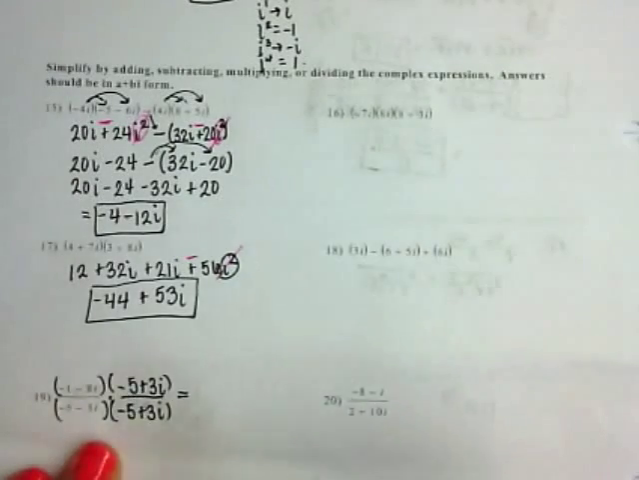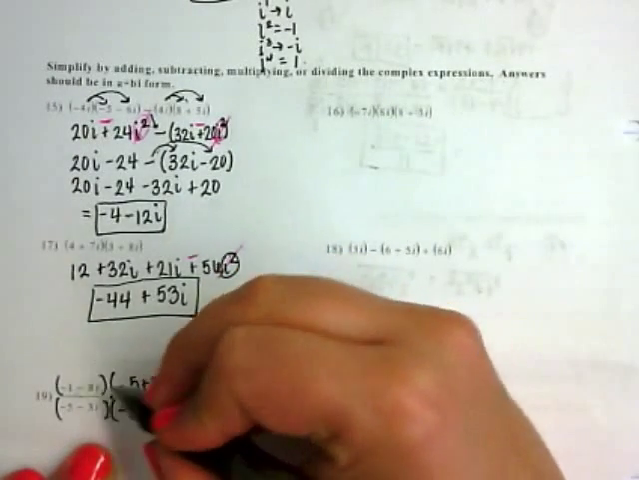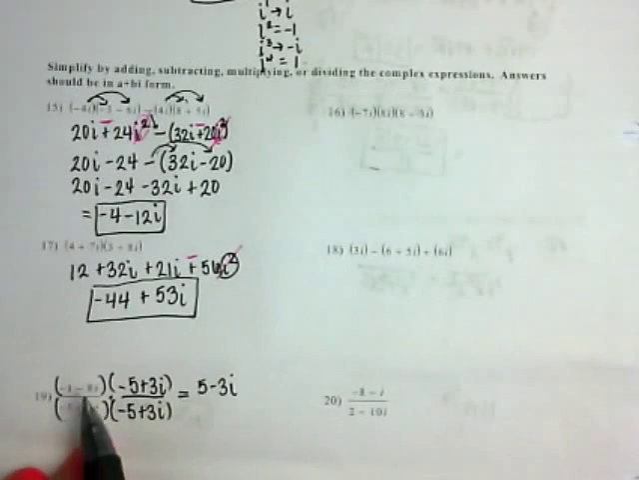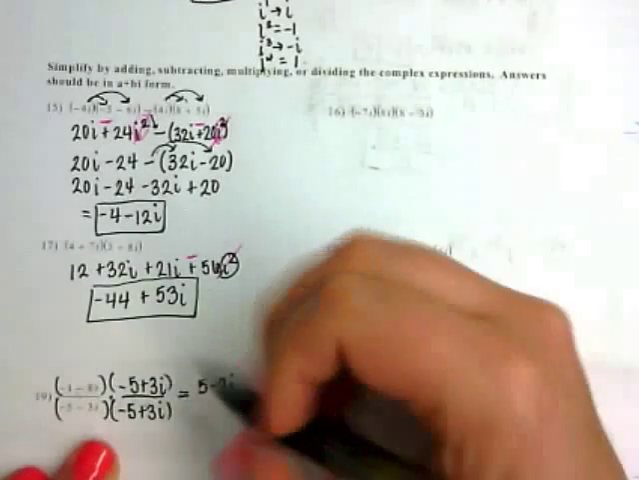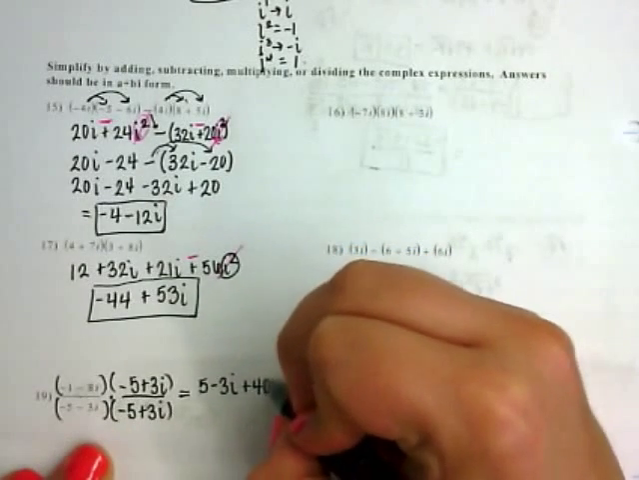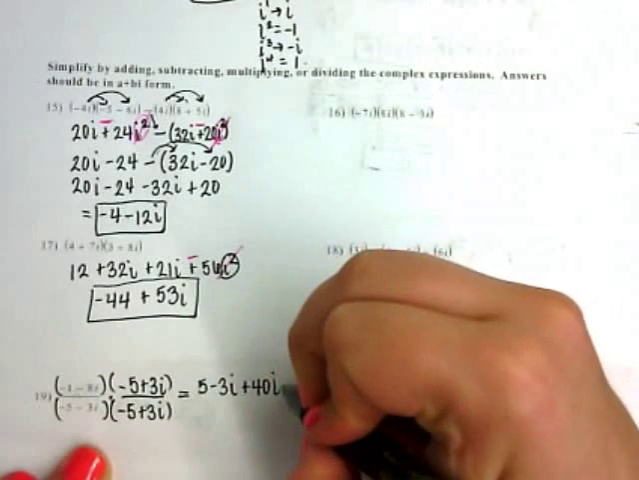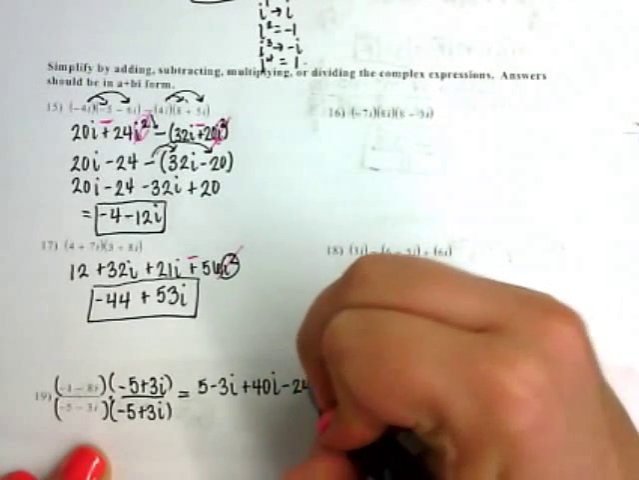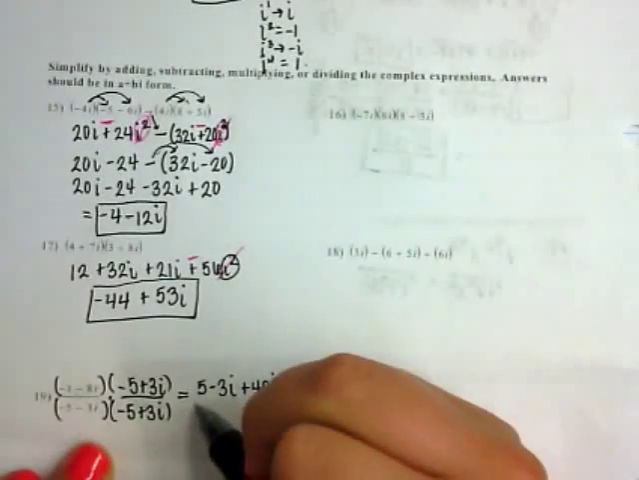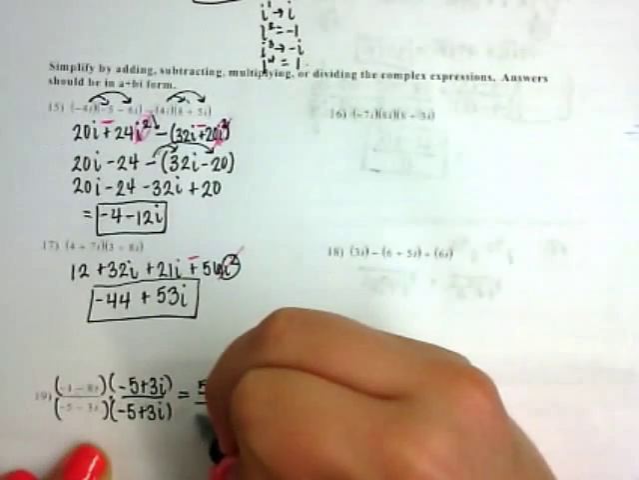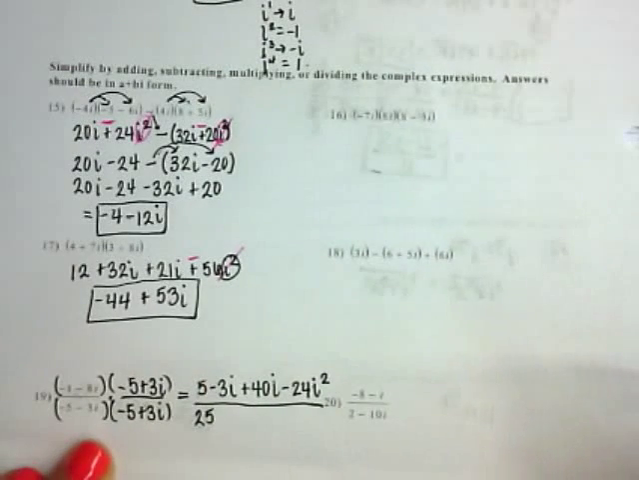All right, negative 1 times negative 5 is 5. Negative 1 times 3i is negative 3i. Negative 8i times negative 5 is positive 40i. Negative 8i times 3i is negative 24i squared. All of that is going to be over negative 5 times negative 5, which is 25.